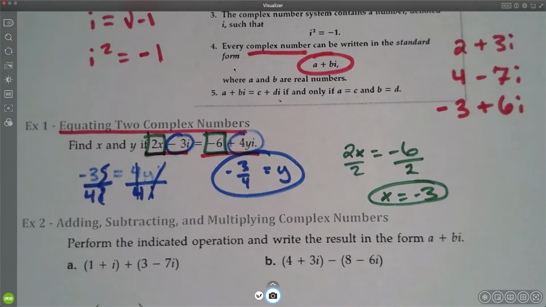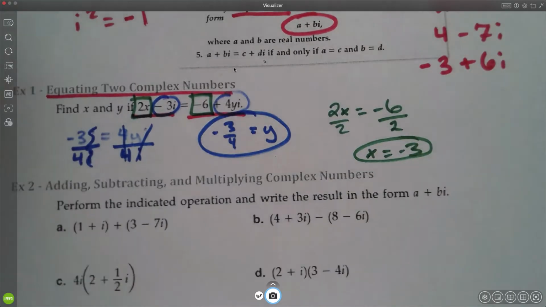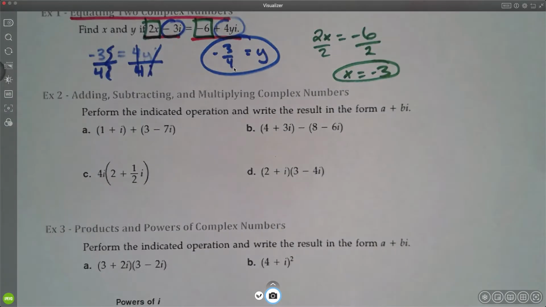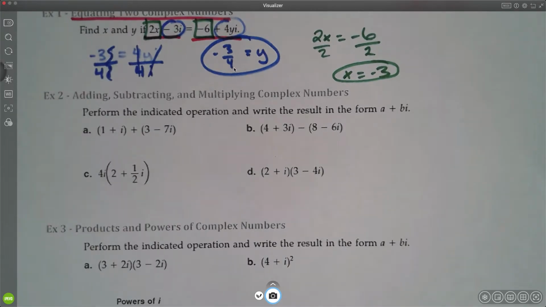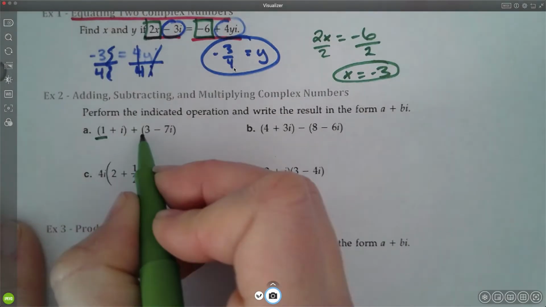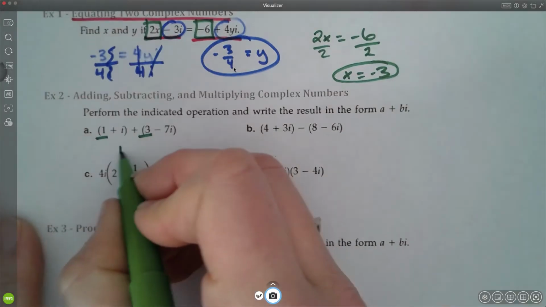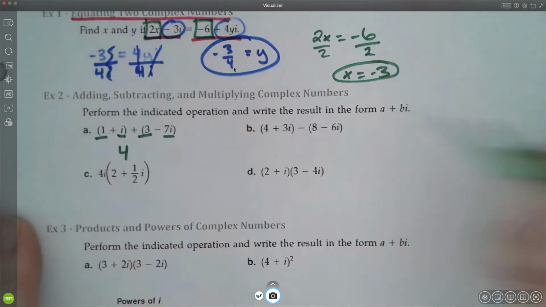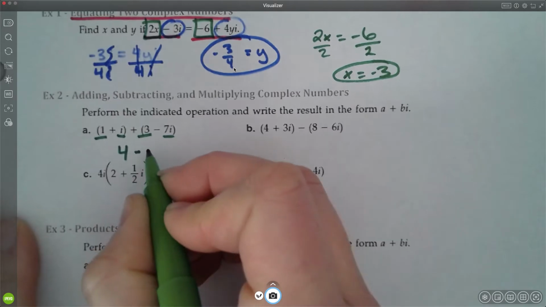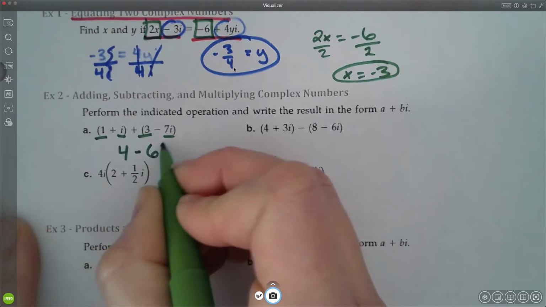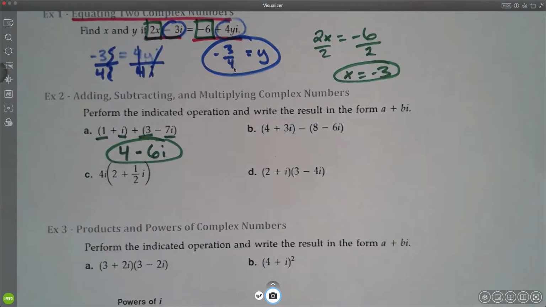Good. All right, these down below here, addition, subtraction. You add and subtract i's just like you do x's. You cannot add i's to things that are not i's. So here we have 1 plus i plus 3 minus 7i. Things that I can put together are like the 1's and the 3's, which is 4, and the i and the -7i, which is minus 6i, right? Because it's -7. 4 minus 6i, and that is all that you can do.